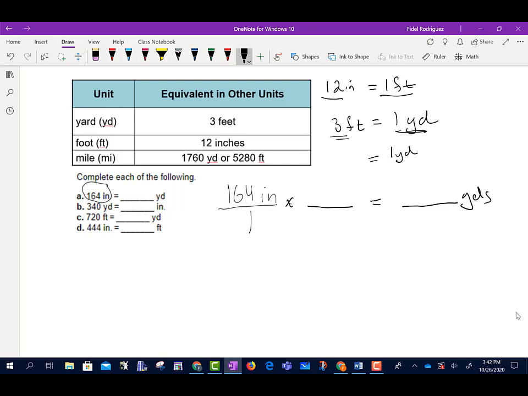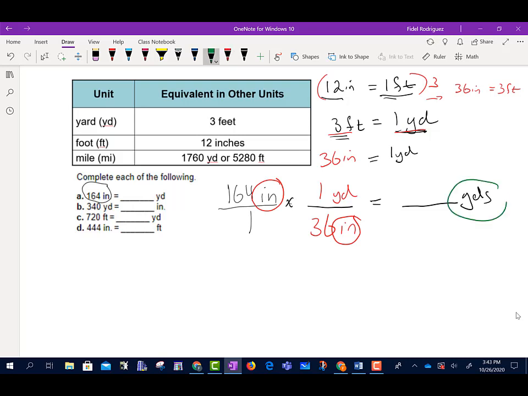Well, a yard is 3 feet and this is 1 foot. So if we multiply this part here by the number 3, we end up with 36 inches is the same thing as 3 feet, and 3 feet is the same thing as 1 yard. So 1 yard is the same thing as 36 inches. I'm going to write 36 inches down here and 1 yard here. Whatever units I have on top, I'm also going to put on the bottom, and whatever units I want to end up with is going to go here.